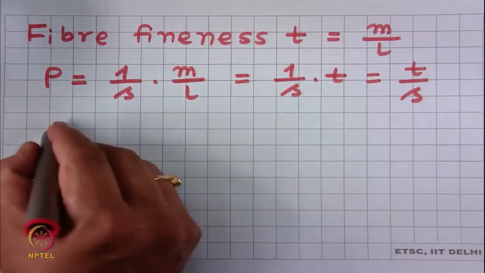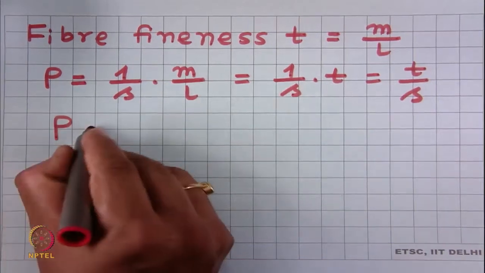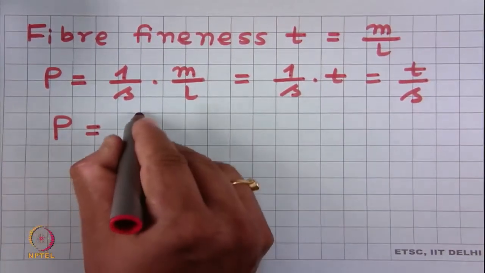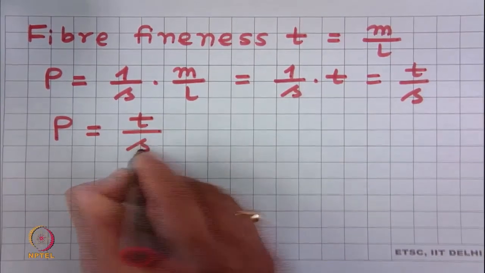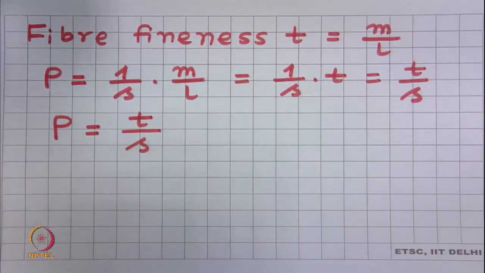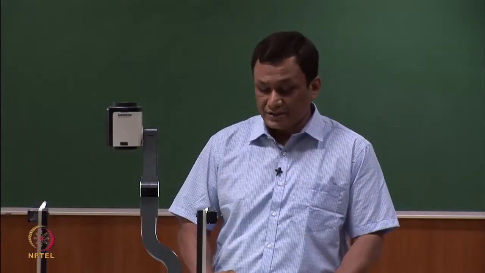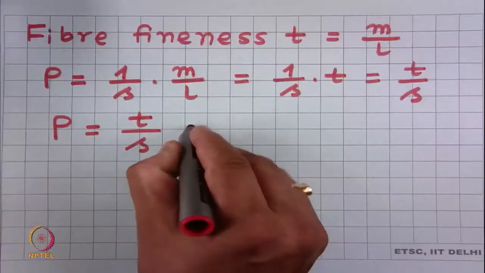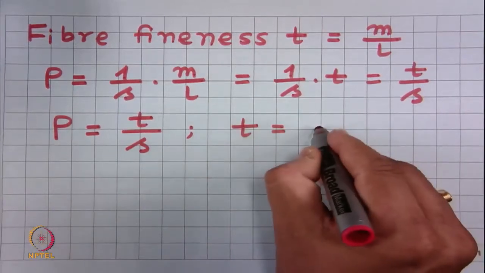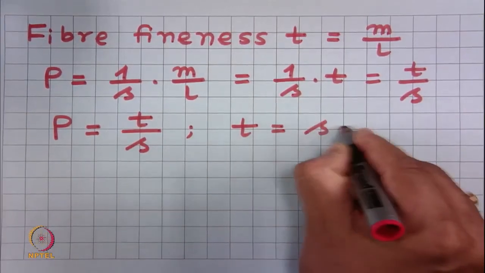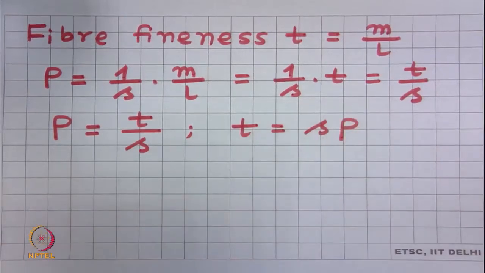So, what is this expression? Rho, fiber density, is equal to fiber fineness divided by fiber cross sectional area. This is a very interesting expression. That means T, fiber fineness, is equal to fiber cross sectional area into fiber density.